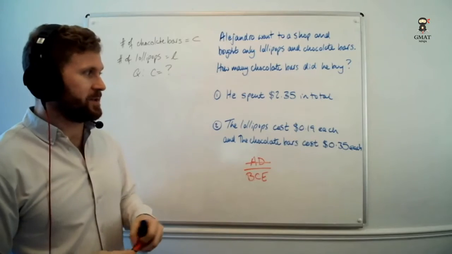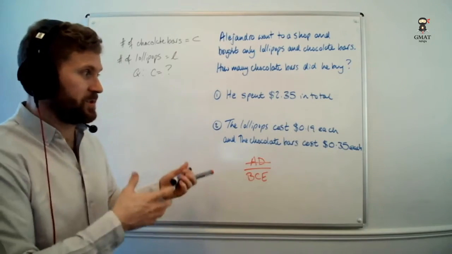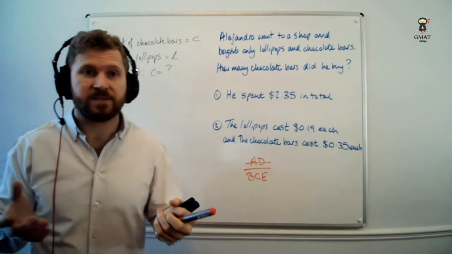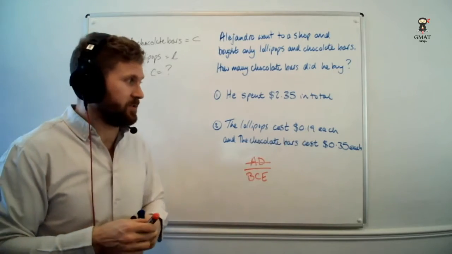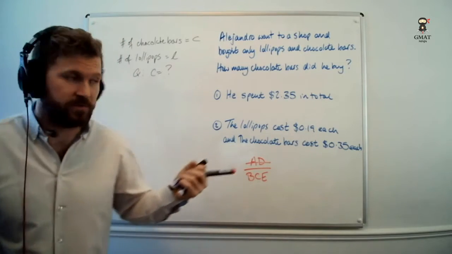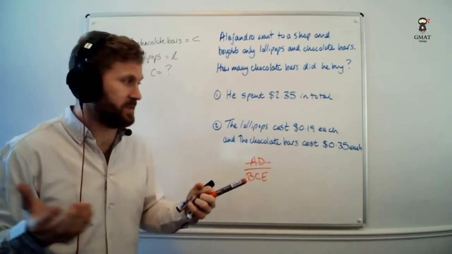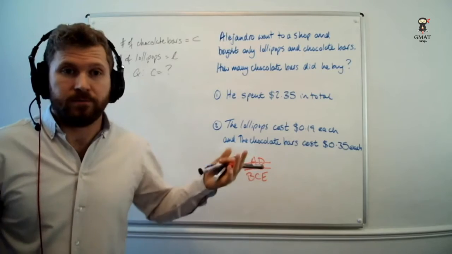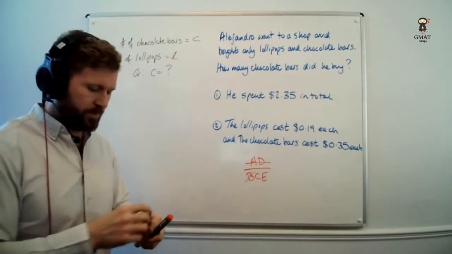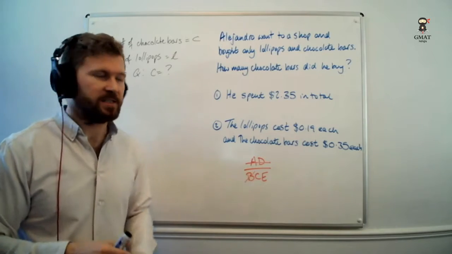Second piece of information, the lollipops cost 19 cents each and the chocolate bars cost 35 cents each. Okay, looking at number two by itself, again, he could have spent $100 on this. He could have spent $1,000 on this if he was going for a real sugar fest there. We just don't know. So by itself, yeah, B's not enough. All right, putting them together, again, we're checking between C and E here.